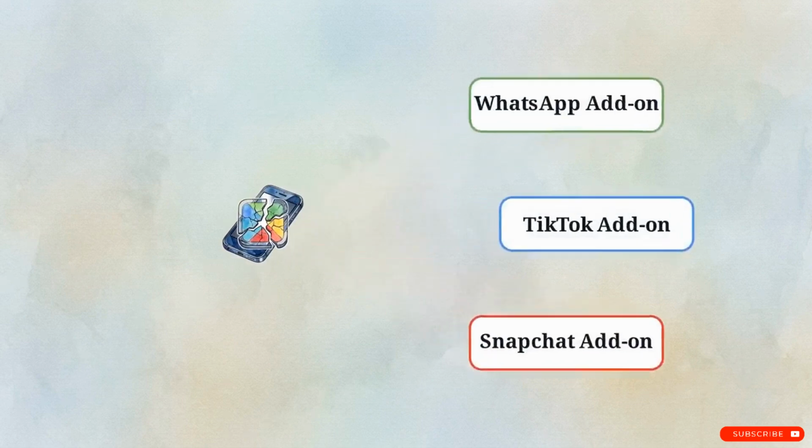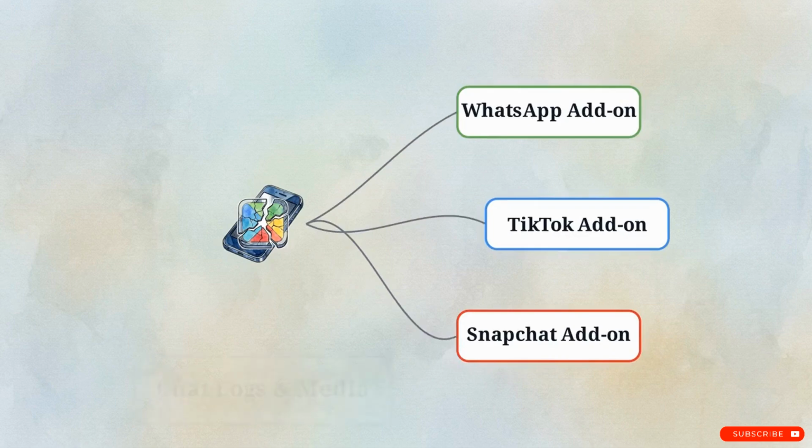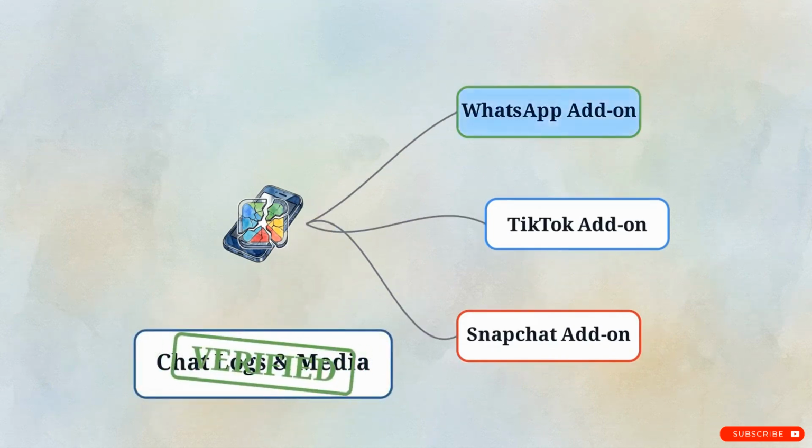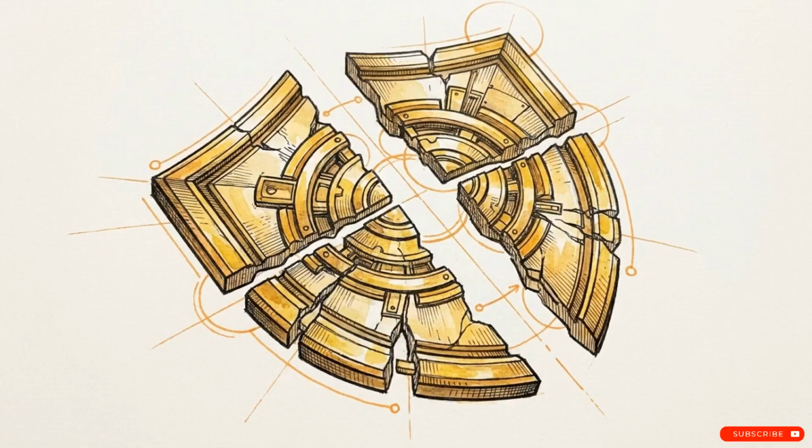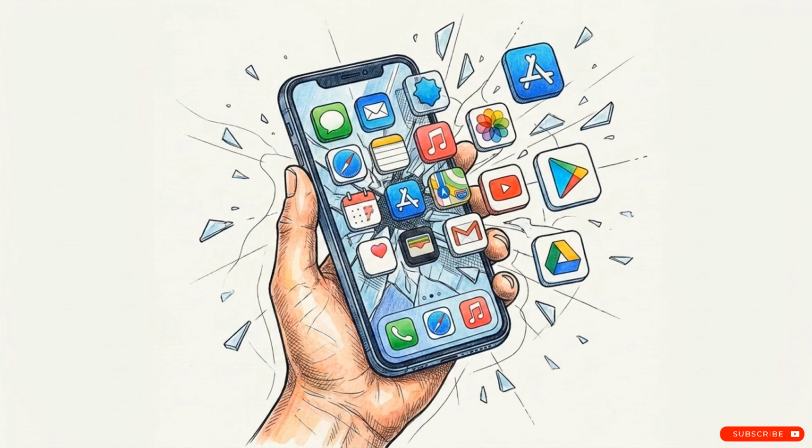The software does successfully capture highly detailed chat logs and media from popular social platforms, but those logs aren't in the main app. To see them, you have to install separate, standalone add-on apps for WhatsApp, TikTok, and Snapchat. That all-in-one promise is demonstrably false. To get full coverage, you have to manage a highly fragmented and frustrating software ecosystem.